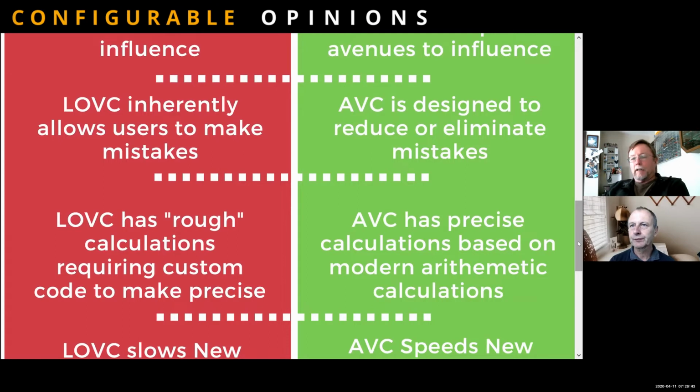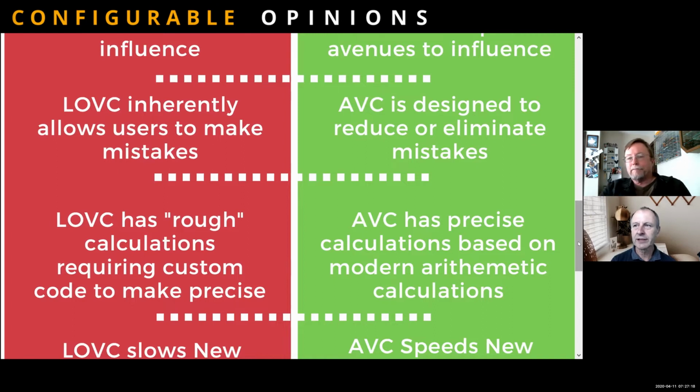From a math perspective, even saying LOVC did rough calculations, in my opinion, is pretty generous to LOVC. They used a very old arithmetic formula, and we'll talk about that in a little while. But AVC will go out to 34 decimal points in its calculations. So it's much more precise. And if you're, for example, a window or door manufacturer or a furniture manufacturer that does a lot of parametric stuff, that's pretty important to you.